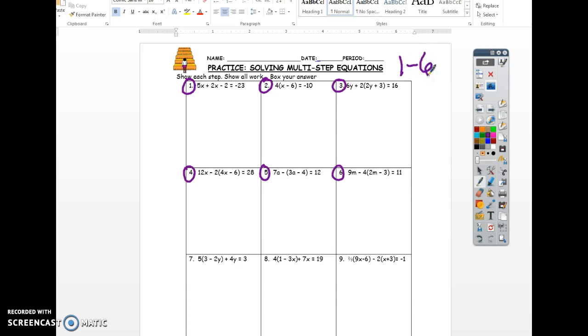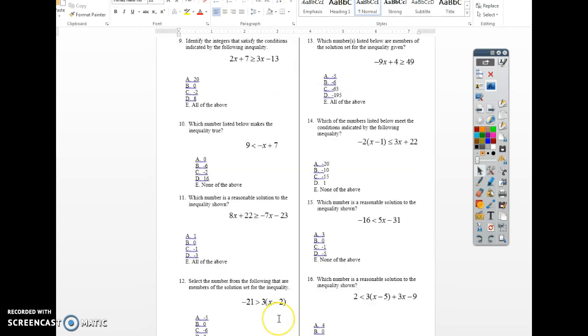Del 1 al 6. On the back page, I want you to do all the odd numbers. So 13, 14, 15, 16. I mean all the odd numbers. I mean all the problems on the left, and I also want you to do problem number 11. So 11, 13, 14, 15, 16, and I'm going to do problem number 14 with you in just a little bit.